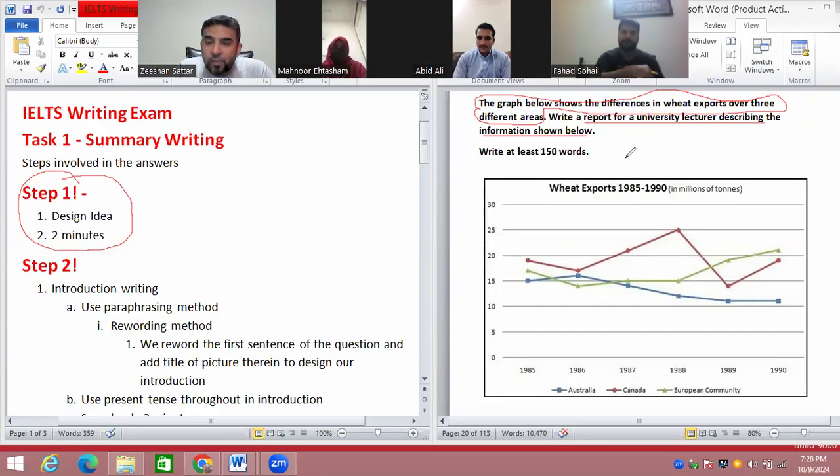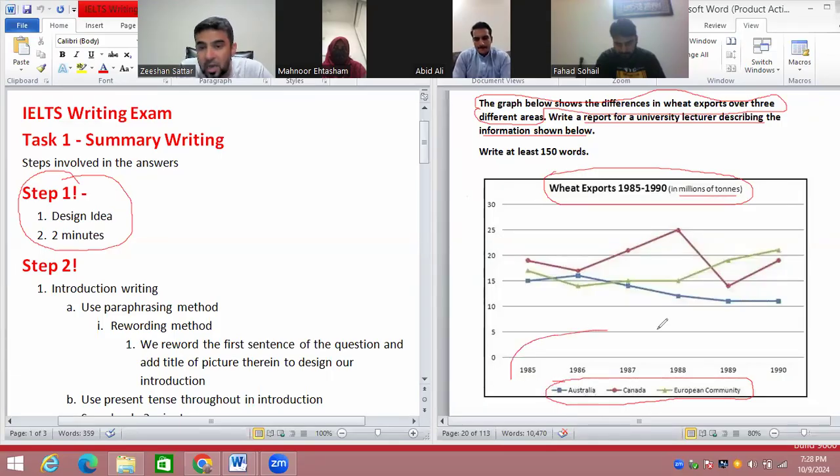So now, if we see this picture, here is the title, wheat exports from 1985 to 1990, and the figure is in million tons. And there are 3 countries mentioned here: Australia, Canada, and European Community. Here are the years, which are 6 in total. And here are the trends: number 1 is the trend of Canada, then the trend of Australian exports, and the trend of the European Community exports.